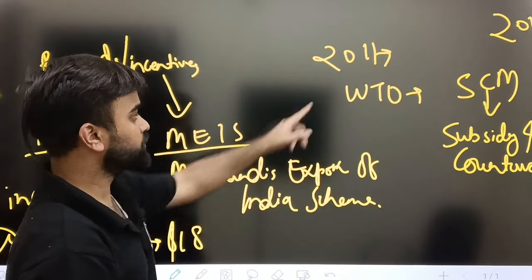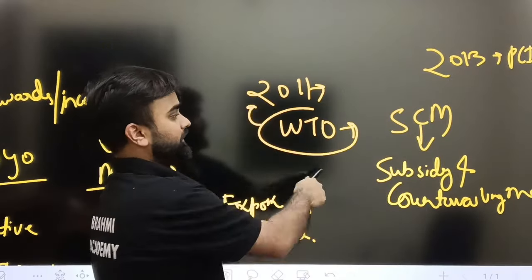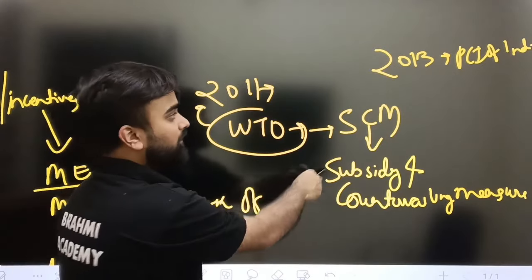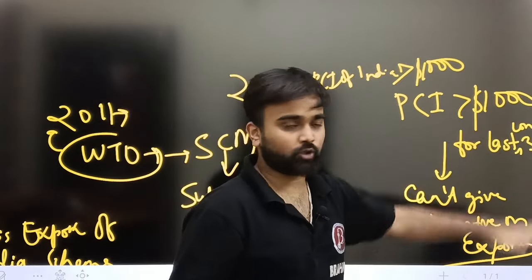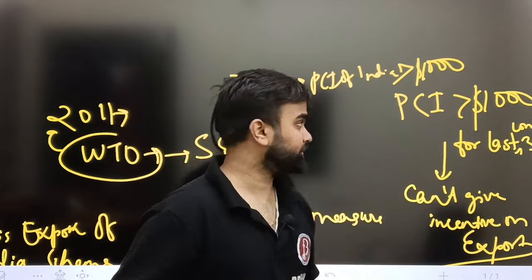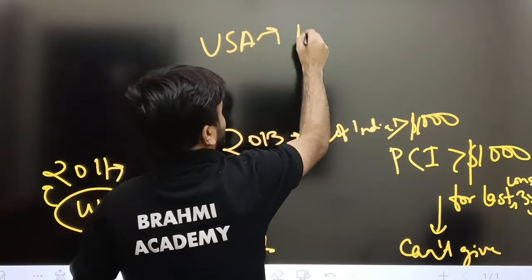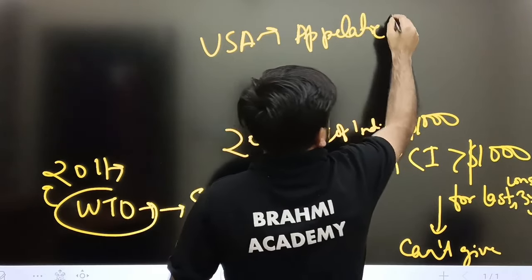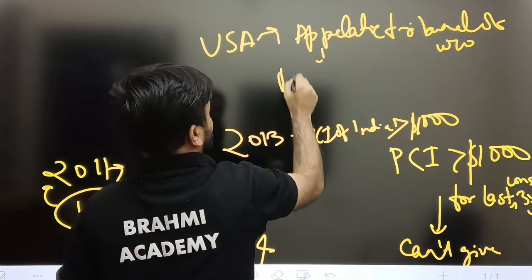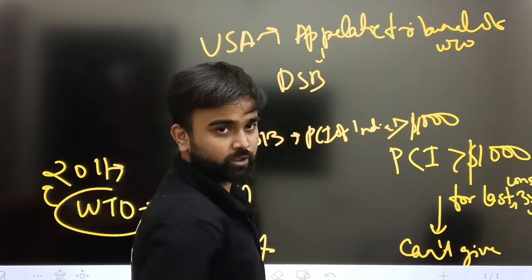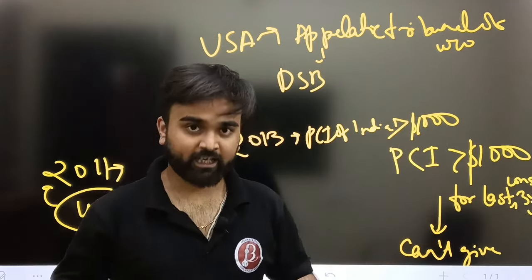Under the MEIS scheme, we used to give incentives to our exporters, but due to WTO's agreement, which was signed in 2011, the agreement name is SCM, which is subsidy and countervailing measure. It was decided that if the per capita income of a country is more than $1,000 for the last 3 consecutive years, it cannot give export incentives. Now USA objected to the incentives we used to give. So USA took us to the appellate tribunal of WTO, which is known as dispute settlement body, DSB. There they filed a case against us. The tribunal gave a verdict against India and asked us to withdraw this.